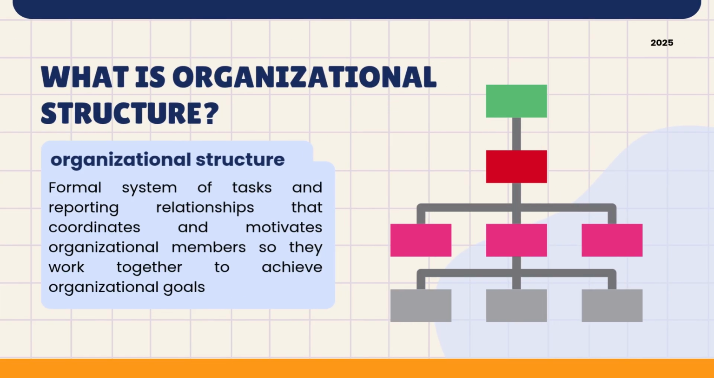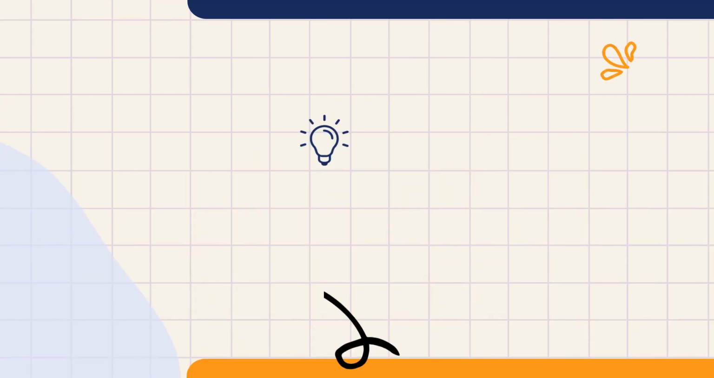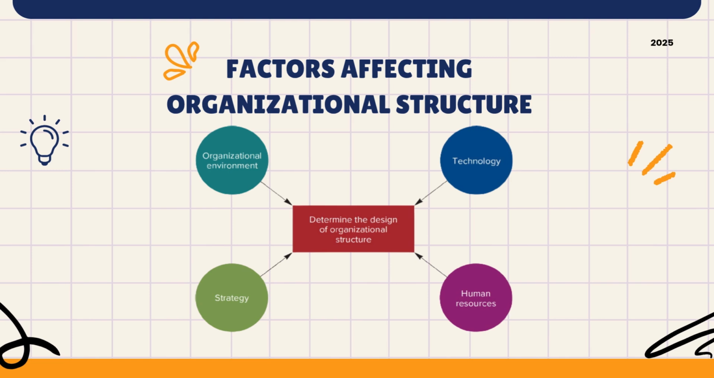Organizational structure is the formal system of tasks and reporting relationships. It helps coordinate and motivate people so that everyone works toward the same organizational goals. Managers design structure based on several factors like the environment, technology, strategy, and human resources. These factors influence how complex or flexible the structure should be.